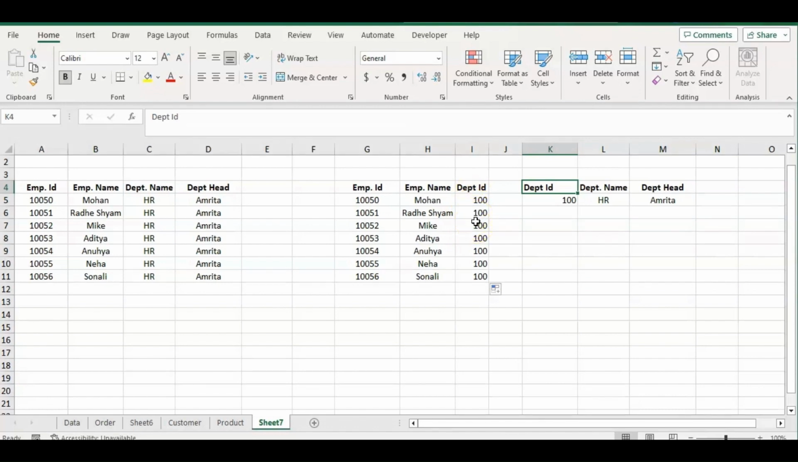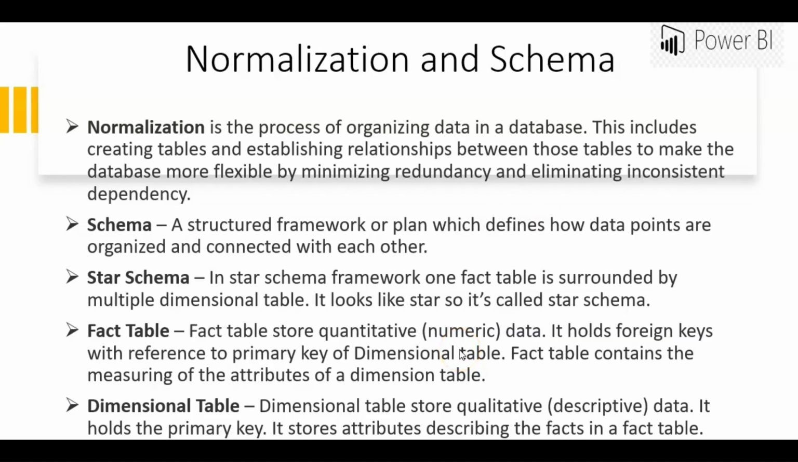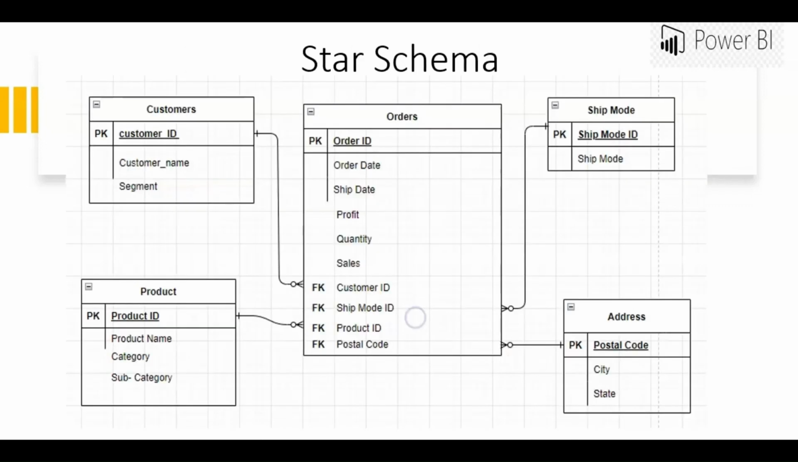Note that normalization is not about eliminating data redundancy, it's about minimizing data redundancy. Let's discuss schema. Schema is a structured framework or plan which defines how data points are organized and connected to each other. So, schema is basically the architecture of the database. This contains table names, their attributes, and connections with other tables.